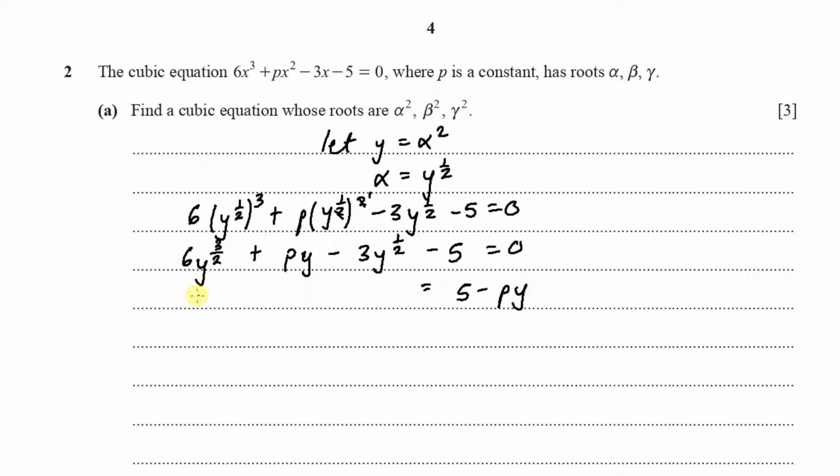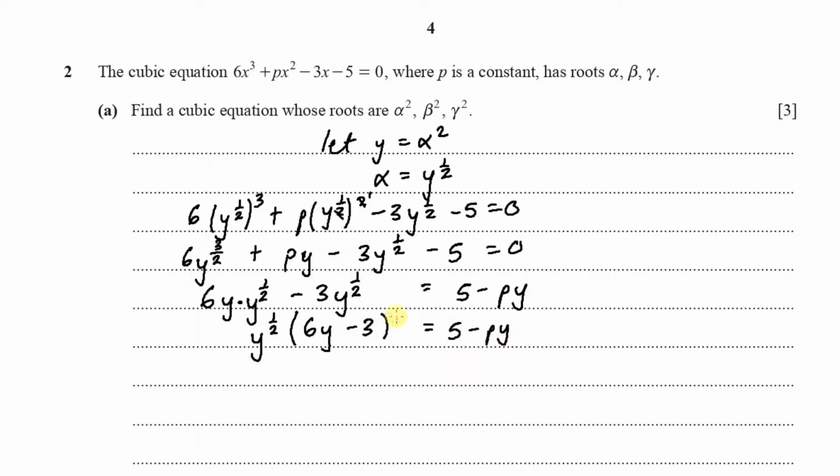And on the left side, I'm left with 6y to the power of 3 over 2 minus 3y to the power of a half. Now 6y to the power of 3 over 2, I can write it as 6y times y to the power of a half, and that's minus 3y to the power of a half. I've done this so that I can factor out y to the power of a half, which means I'll be having inside the bracket 6y minus 3, and that's all equal to 5 minus py.